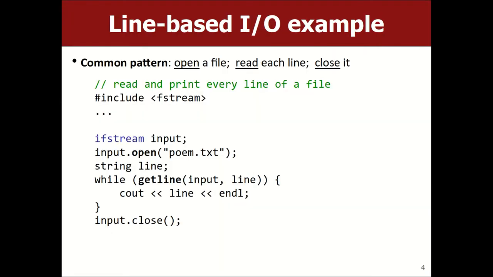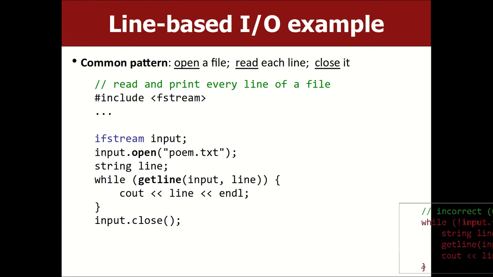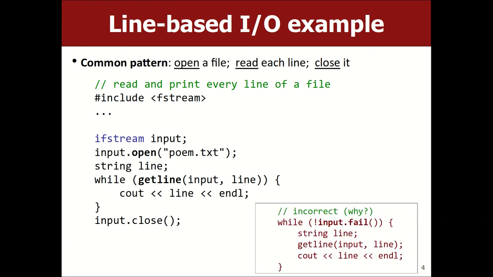Okay, so anyway, that's a pretty common style for reading a line at a time. There's another style that people sometimes write like this. They go, well, while it hasn't failed yet, read a line and print it. And that mostly works, except it has a small bug, and I think it's too subtle to really know if you haven't tried this before. But basically, the bug is that fail returns true if the last thing you tried to do was unsuccessful.